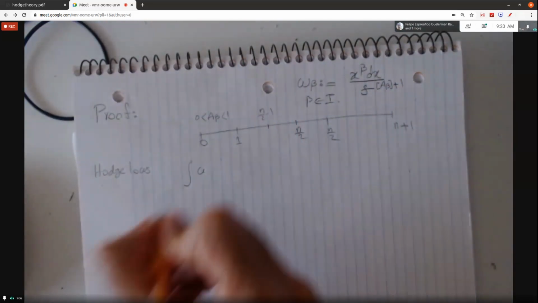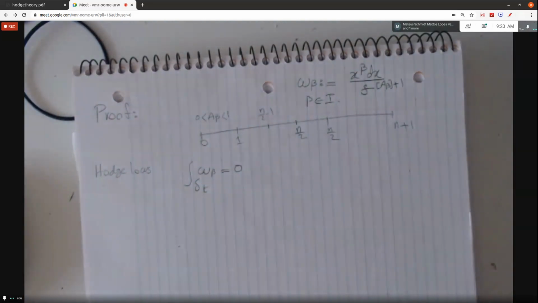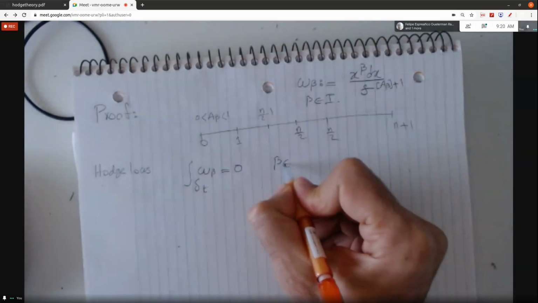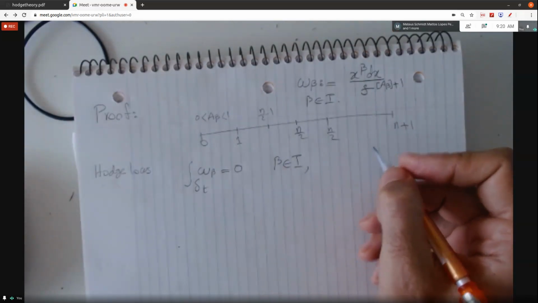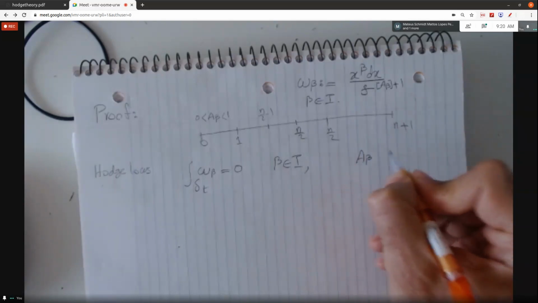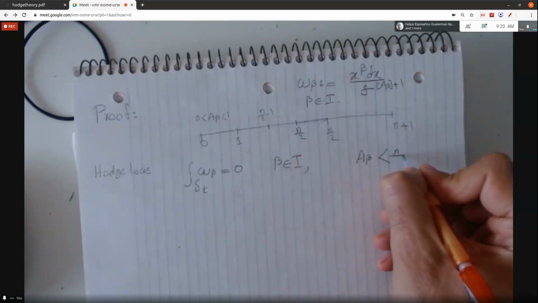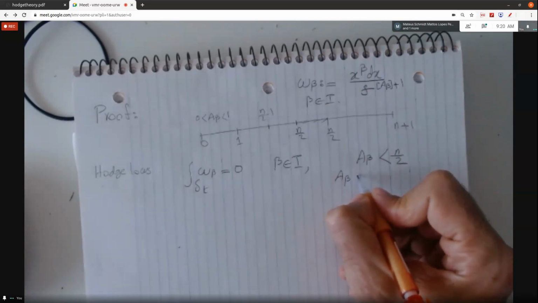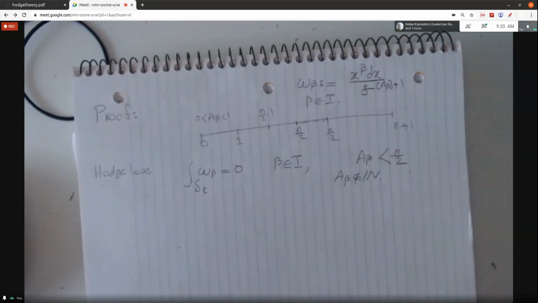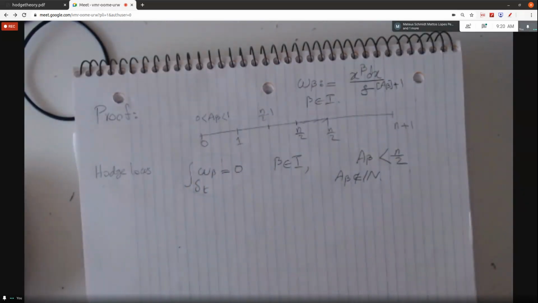So what is the Hodge locus? The Hodge locus is the set of t where the integral of omega beta over delta t equals 0, for which beta in I, and beta less than the middle one. Since I am working in the affine variety, I have to discard the beta integers. So it is the locus of t's such that all these integrals are 0.